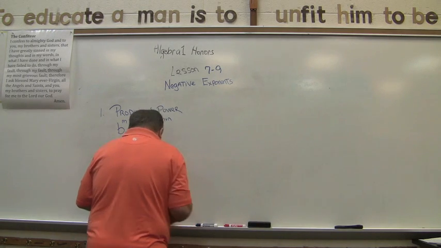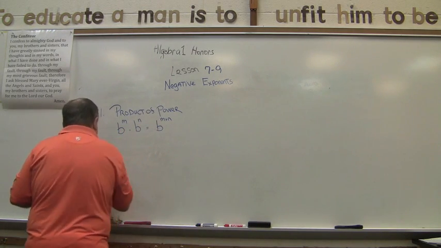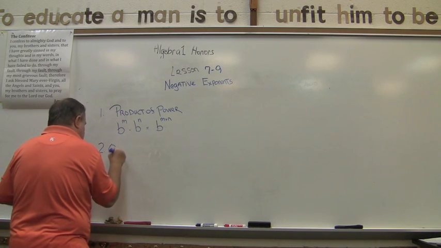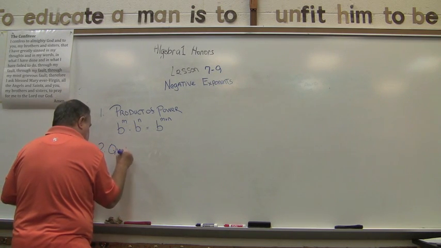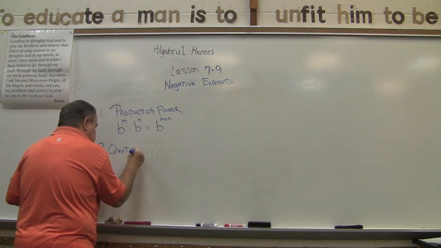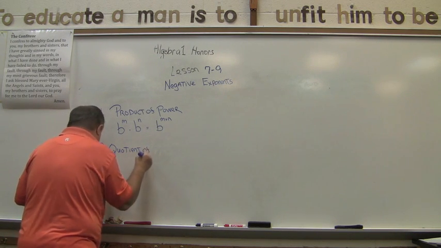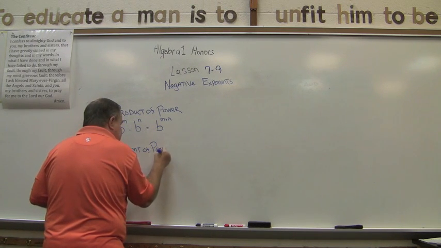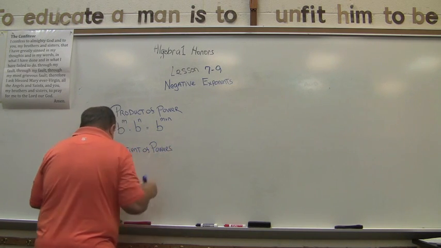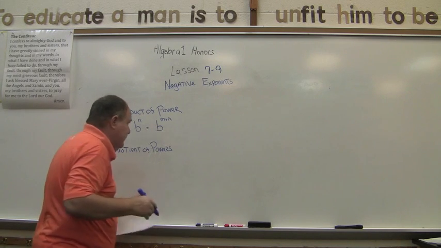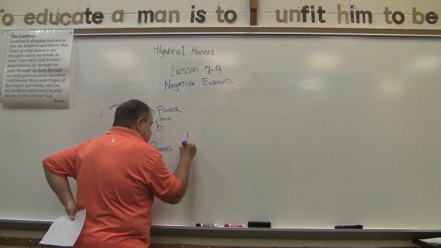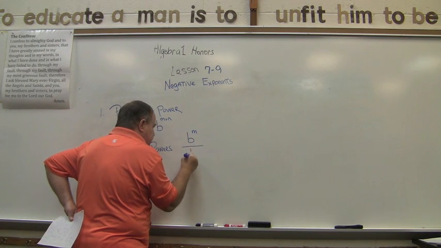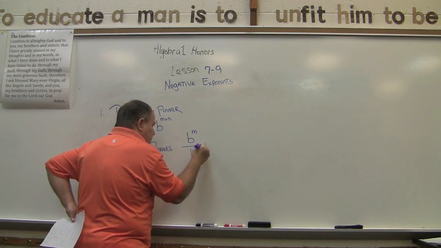And that one is called the quotient of power. Okay, let's put number 2, quotient of power rules. Quotient of powers. Okay, and what that does, that says, instead of multiplying two numbers together, we're going to divide them. Okay, what if I had b to the m power divided by b to the n power?